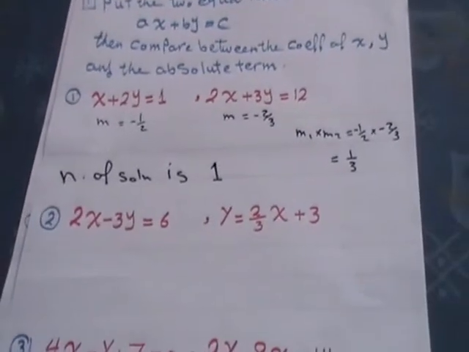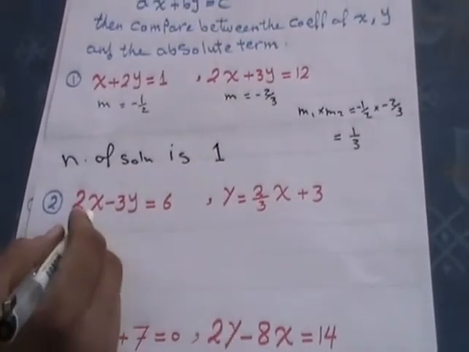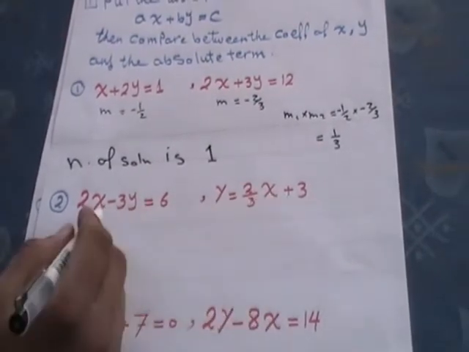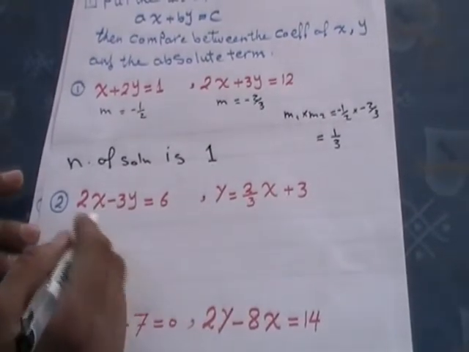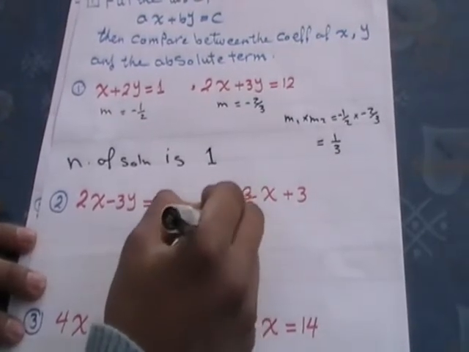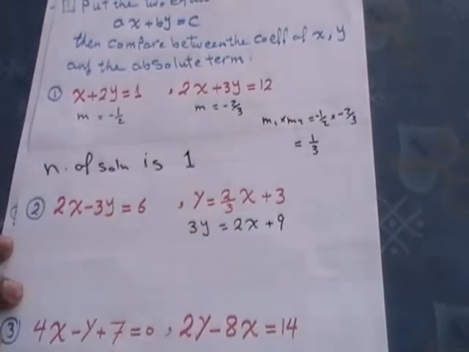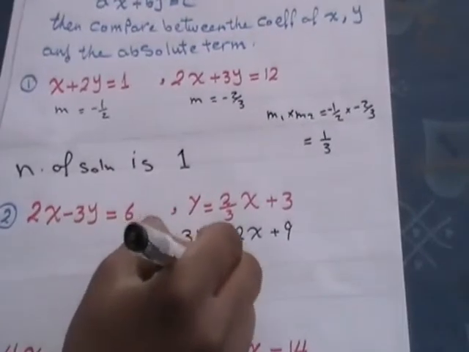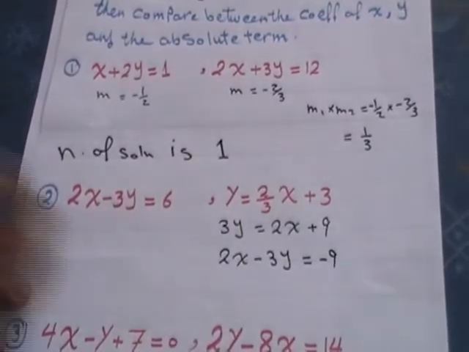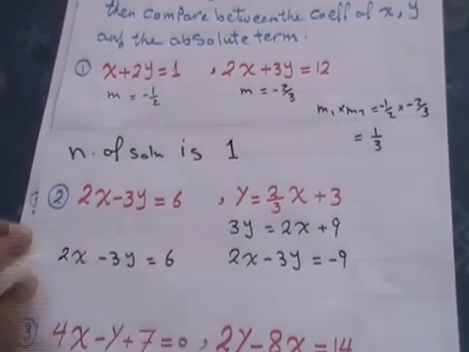Let's move to another point. You will understand more in this example. I have 2x minus 3y equals 6 and y equals 2 over 3 x plus 3. The first equation is already in the form ax plus by equals c. The second equation, let's multiply by 3, so it will be 3y equals 2x plus 9. Let's have 2x minus 3y equals negative 9. And here I have 2x minus 3y equals 6.